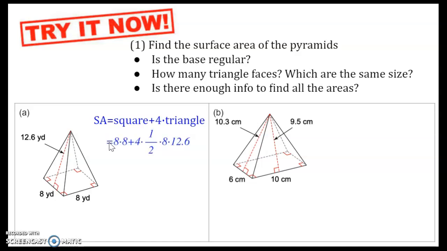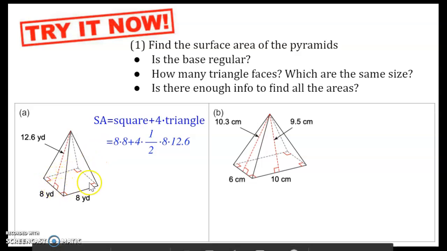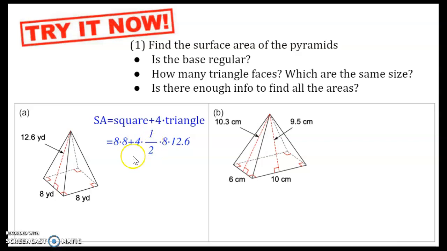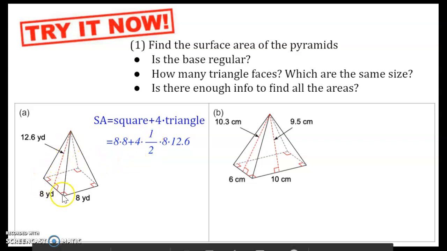Okay, so the area of the square is 8 times 8. We have 4 triangles, each with area half times base times slant height, and we have 4 of those. Then you add them all up and you get 265.6 yards.